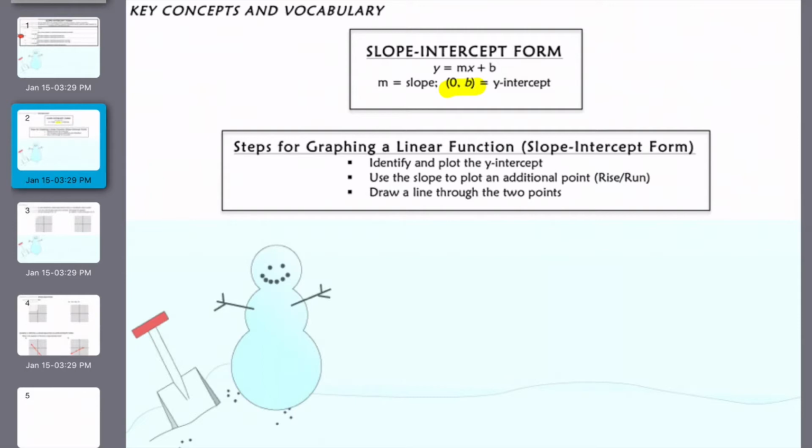When it comes to steps for graphing a linear function in slope-intercept form, we need to first identify and plot the y-intercept, and then use the slope to plot an additional point. Remember, we can use rise over run to think about that, and then we want to draw a line through the 2 points. So let's do a couple of exercises here.